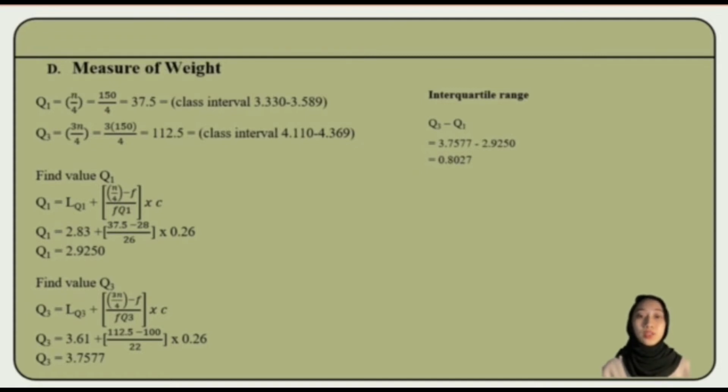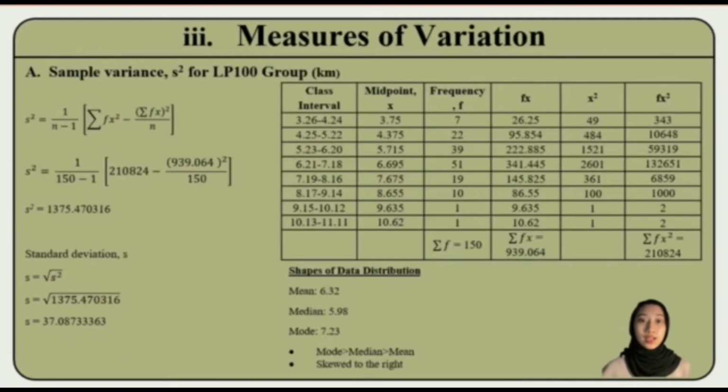So the value for the first quartile is 2.9250, and the third quartile is 3.7577. The interquartile range for the weight is 0.8027. Lastly is the measure of variation. The first variable is liter per 100 kilometer.